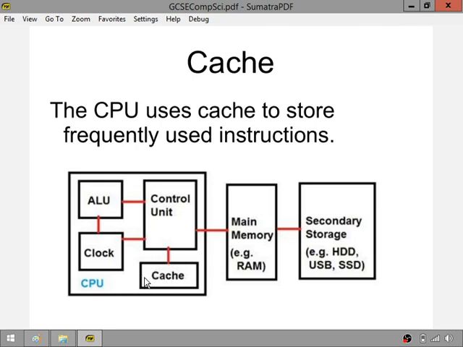So the cache is like a little bit of dedicated RAM that lives inside the processor. And inside there lives currently executing instructions and also frequently used instructions. We have the cache because it's just really, really quick, and it's going to help keep our processor quick.